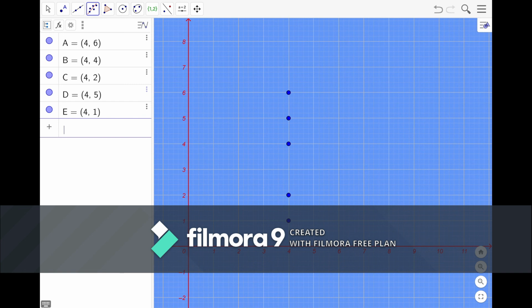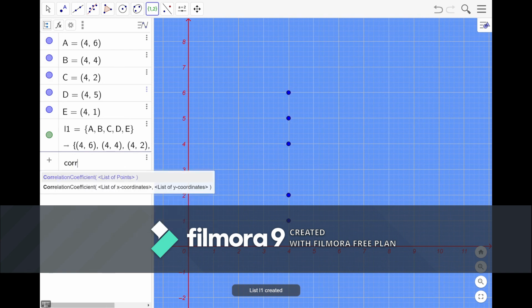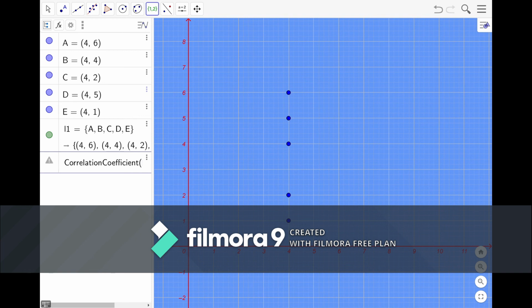So let's find the correlation coefficient, and we have to find the list first. So let us prepare a list for these points here. That is our L1. If we try to find the correlation coefficient of this set of points, L1 here, the coefficient is not defined.